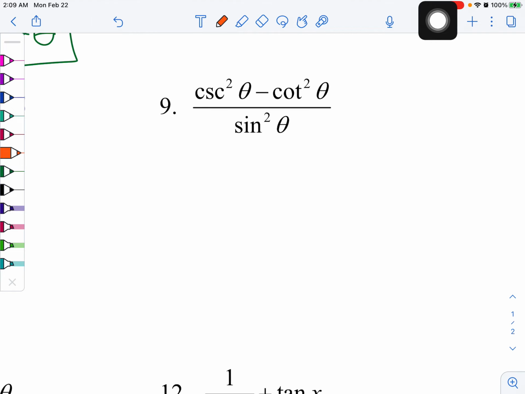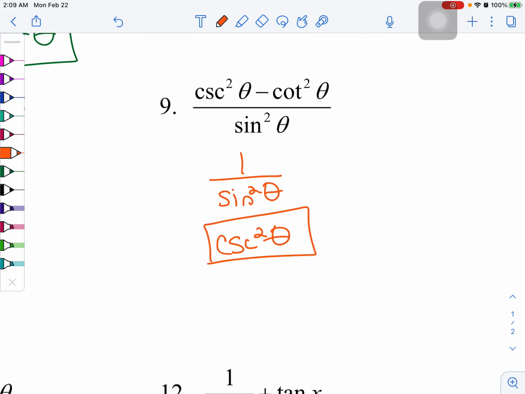So let's see what we've got here. Cosecant squared theta minus cotangent squared theta. Well, that's 1 over sine squared theta, and so that would be cosecant squared theta.